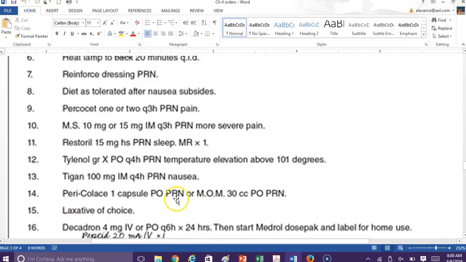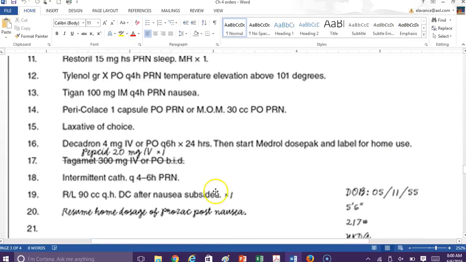Peri-Colace, so that's a laxative, or they can use milk of magnesia. They have laxative of choice. Decadron, 4 milligrams IV, or they can have it orally every 6 hours times 24 hours. So Decadron is dexamethasone, a steroid used for inflammation. After that, they will start a Medrol dose pack for the patient to use at home.